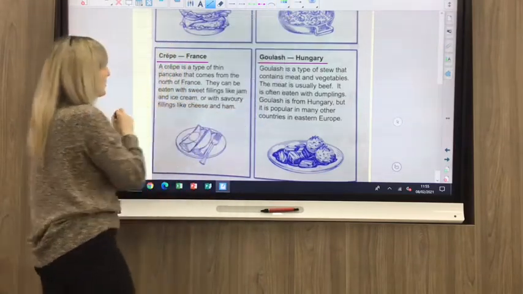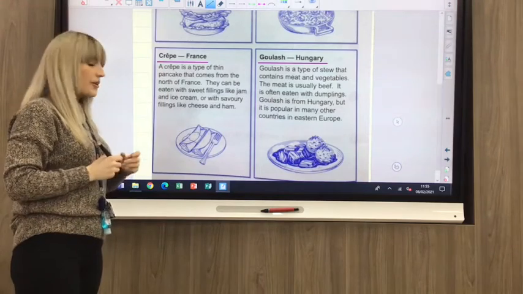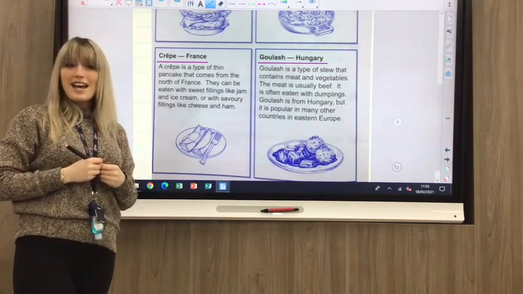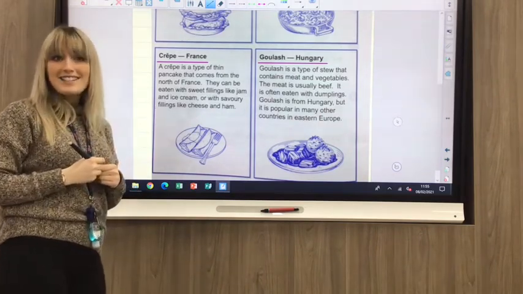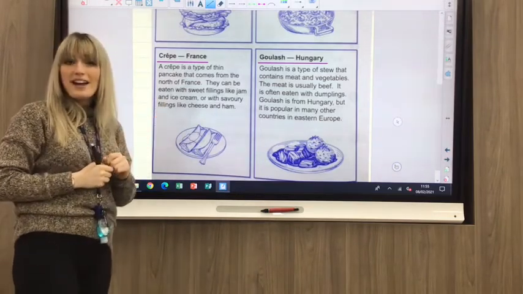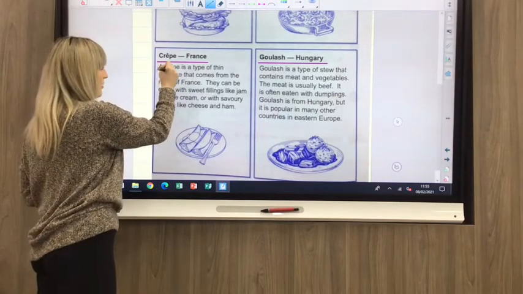Right, on to the crepe, which is from France. Now, you probably all have had a crepe before. It's another name for a pancake. Okay, and it's pancake day very, very soon. So I'm sure you'll be eating a crepe in the next week or so. So that's our first tricky word.